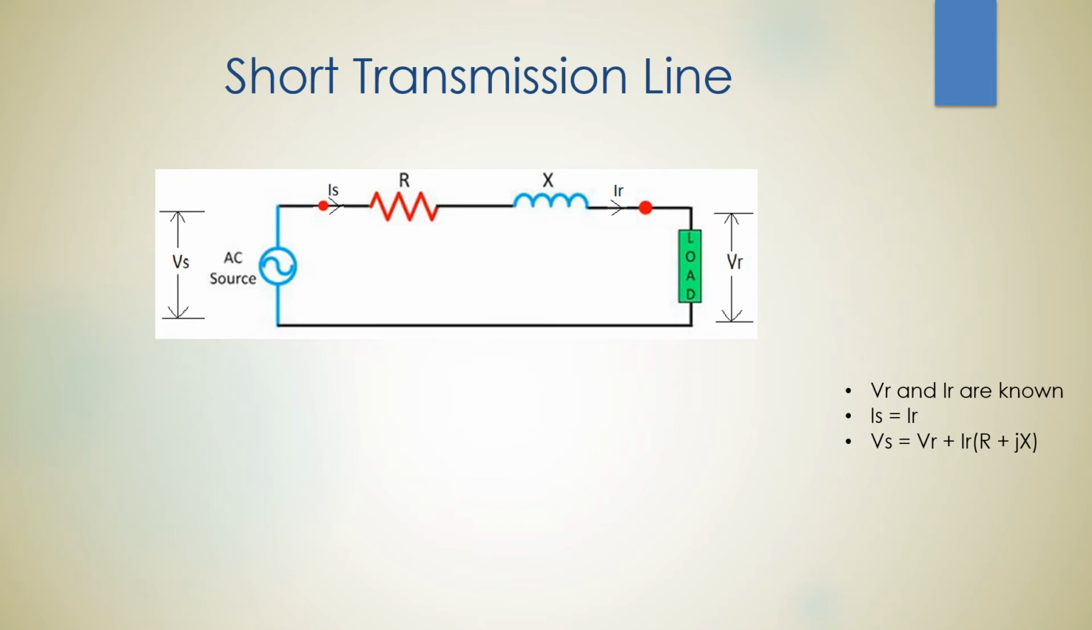And from these known quantities, we can apply Ohm's law with Kirchhoff's law, and we can say that VR is equal to Vs minus Is into (R plus jX). Indirectly, if the terms are shuffled, Vs can be expressed as VR plus IR into the bracket (R plus jX). This is just Kirchhoff's voltage law.